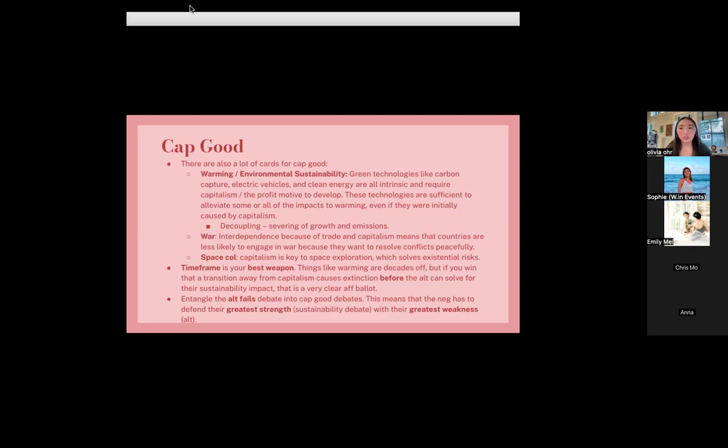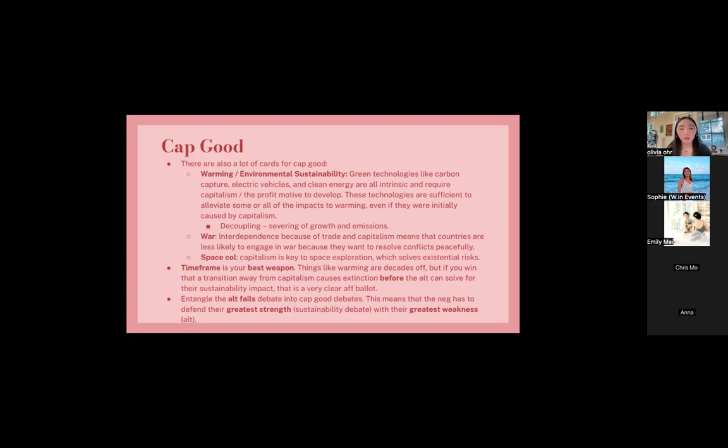So these technologies are sufficient to alleviate some or all of the impacts to warming, even if they were initially caused by capitalism. An important word that you probably heard in a lot of these Cap K debates is decoupling, which is the idea of severing growth and emissions. So this answers the Cap bad argument that warming is intrinsically tied to growth or there's a one-to-one relationship. But if you're winning that countries can decrease emissions while increasing growth at the same time, then that probably takes out a lot of these root cause arguments.